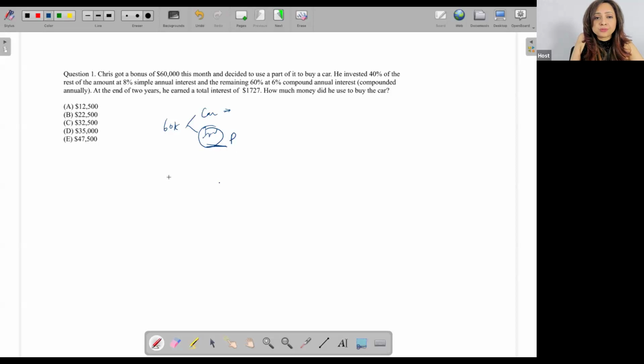Fine. So 40% of the rest of the amount, which means 2/5 of P, at 8% annual interest, and the remaining 60% at 6% annual interest compounded annually. So plus the rest, 3/5 of P, is at 6%. Now I'm just thinking about the first year.